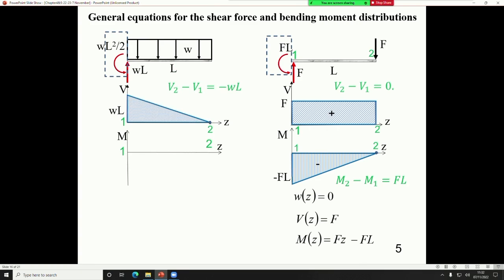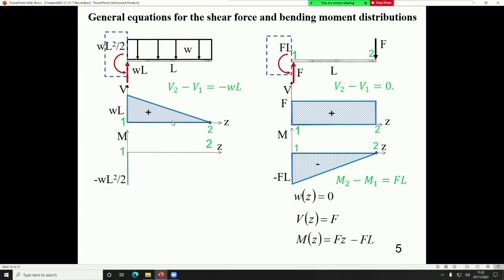Now if we move on to the bending moment distribution. Is this bending moment positive or negative? Negative, well done.